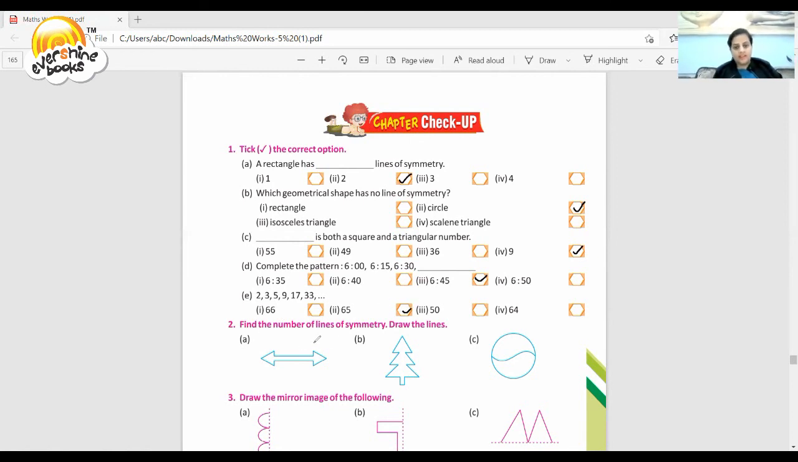Now find the number of lines of symmetry. Draw lines. It can be like this only. It can be like this only. One line of symmetry only. It is having one line of symmetry only. It can be like this only. Okay, now you have to draw the mirror image that is just opposite to that.